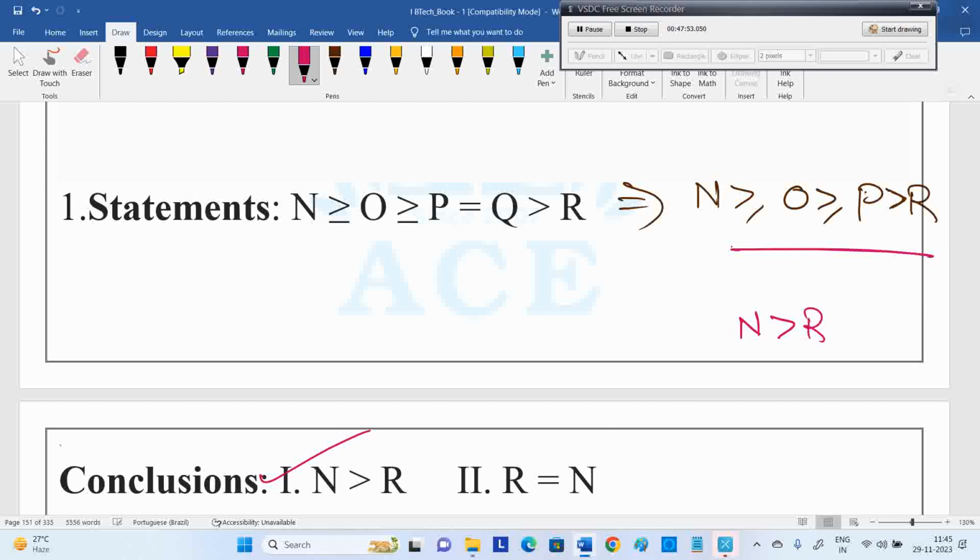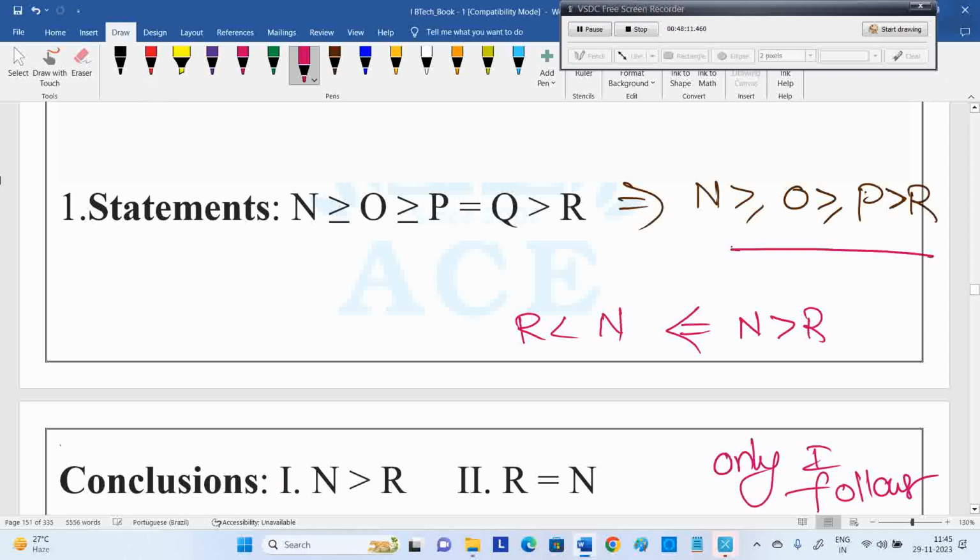What is the reverse of N greater than R? R less than N. But they gave it wrong. So only one follows. Drawing a diagram for this type of questions will take more time. If you want to draw the diagram, it will take more time. Common symbol from N to R throughout the path. Don't see only one thing.